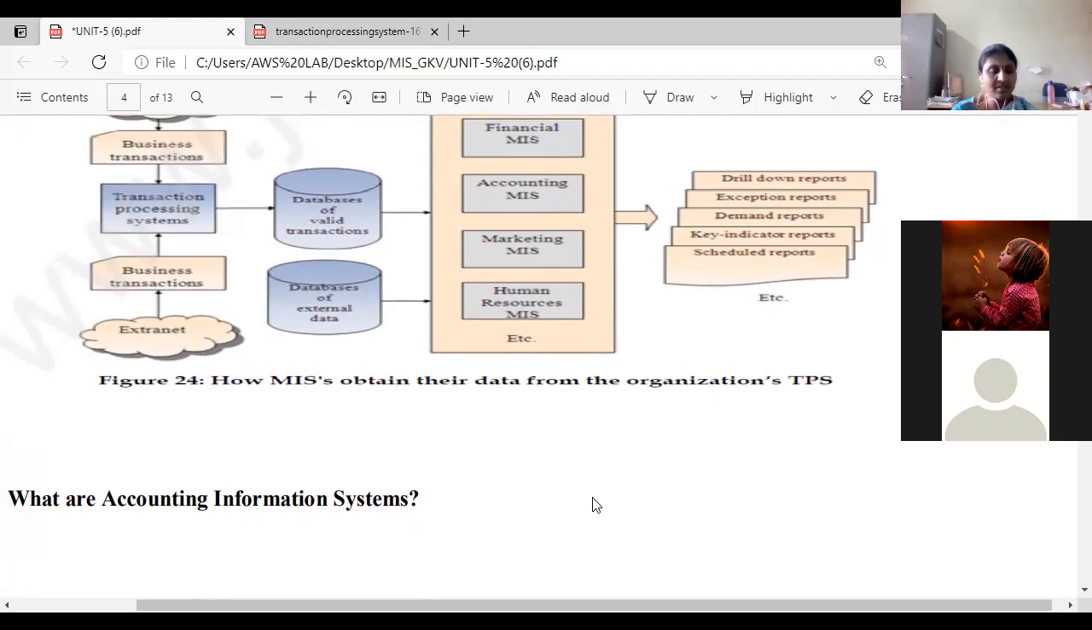In tomorrow's class, we will start another topic: what are accounting information systems? What is the purpose of this accounting information system? Why do we need to maintain accounting information systems in our organizations? We have already learned the basic details of accounts in managerial economics and financial analysis. Why do we maintain accounting statements in any organization?